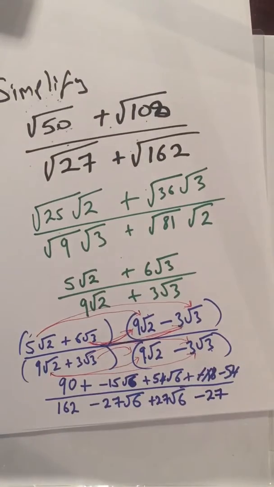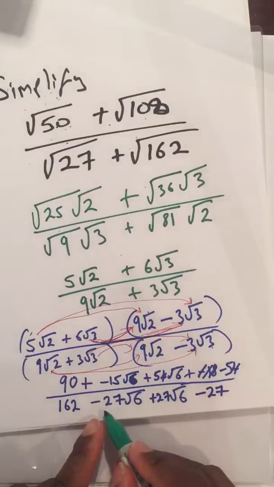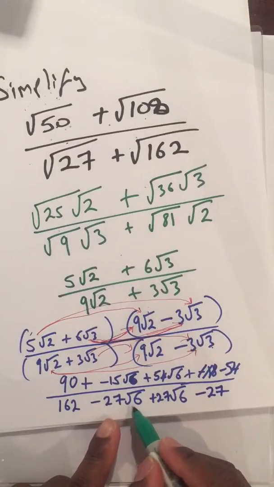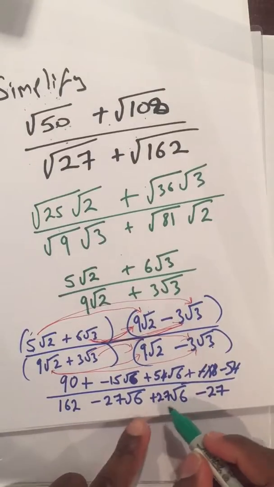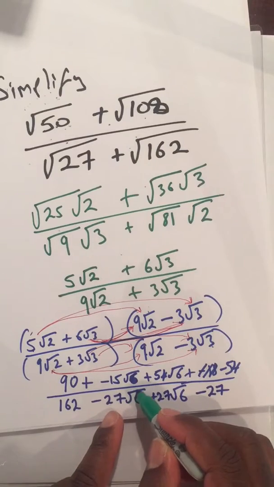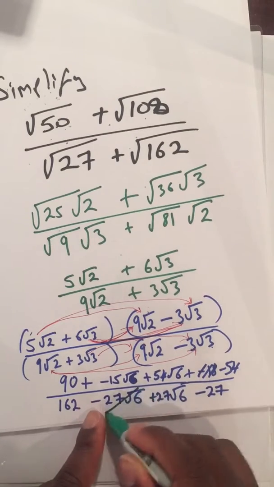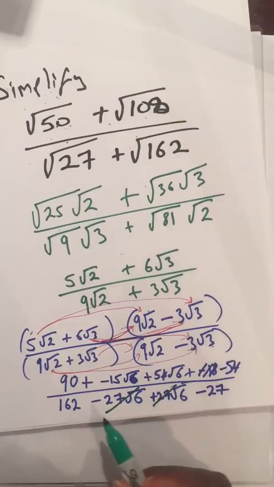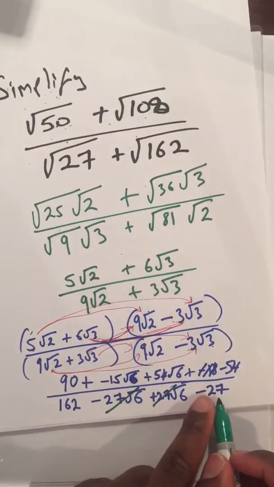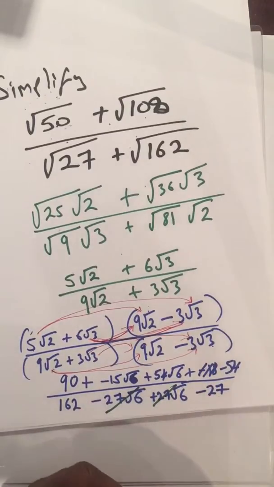You would notice that the middle terms here would cancel out. You have negative 27 root 6 plus 27 root 6. It's like saying negative 27x plus 27x. So that would become 0. You're left with 162 minus 27 at the denominator.